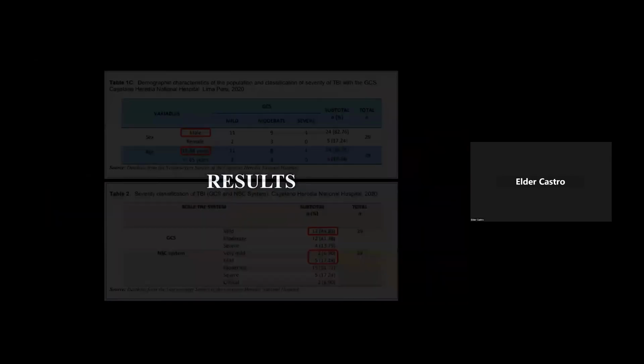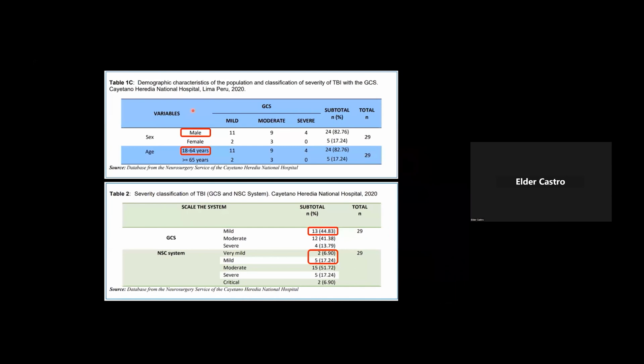Results. The population of the research was made up mostly of males and persons between 18 and 64 years old. With the Glasgow scale, the mild cases were near 45%, while with the MINSA system, the very mild cases were near 24%. There was a difference.